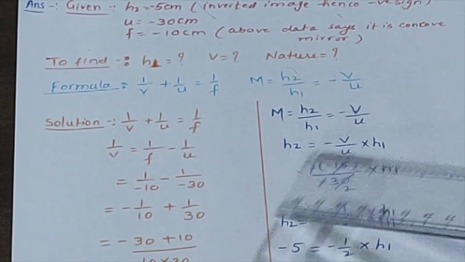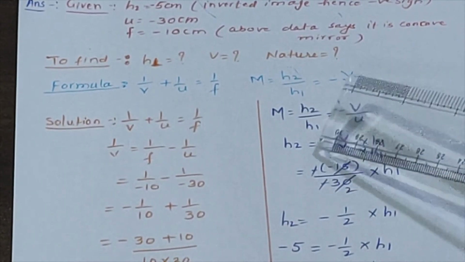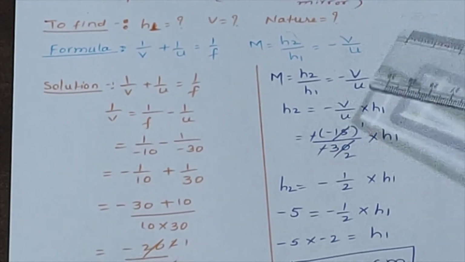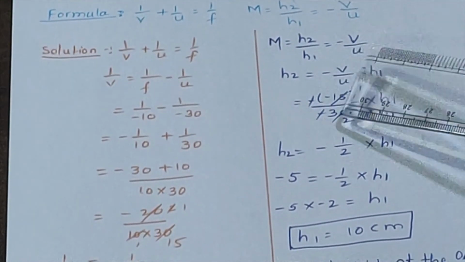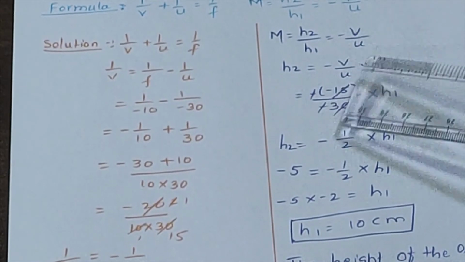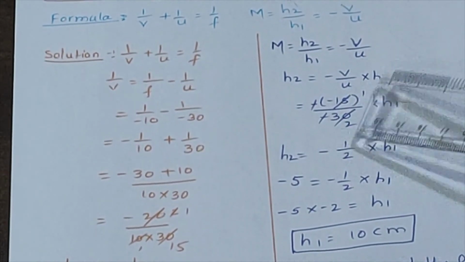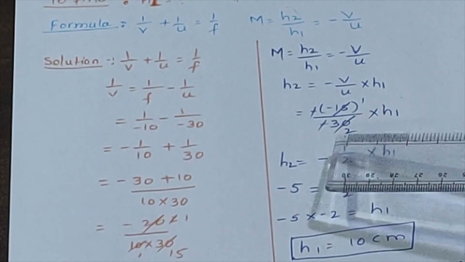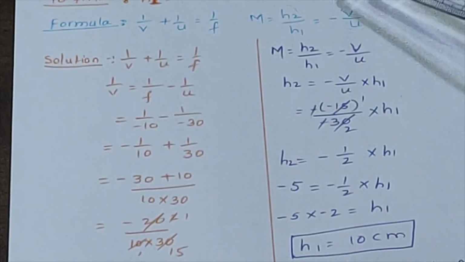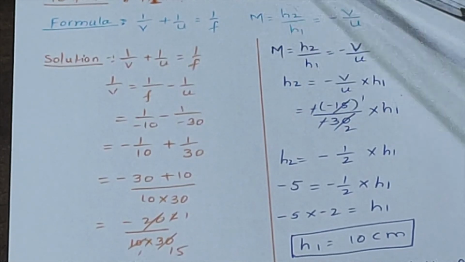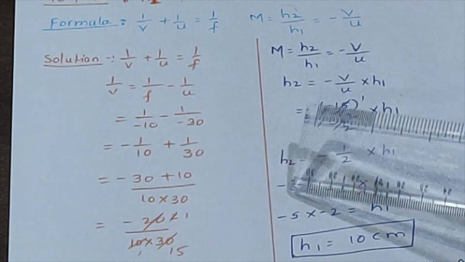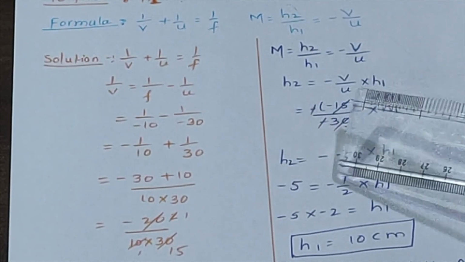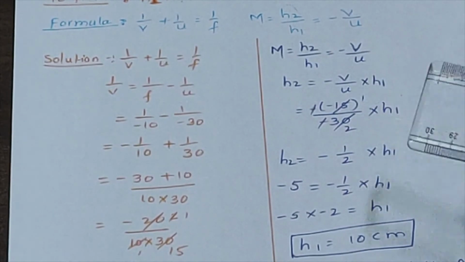What we do next is we solve this part. The minus cancels, and 15 ones are 15, 15 twos are 30, so it becomes -1/2 into h1. So we have sorted things a bit. Now we have the value of h2, which we already got as -5, which I substitute here. -5 is equal to -half into h1.